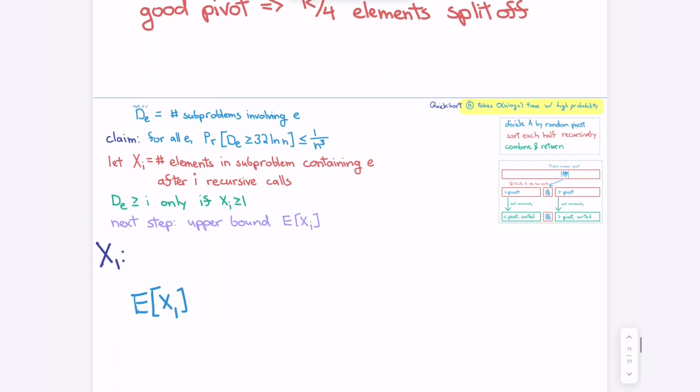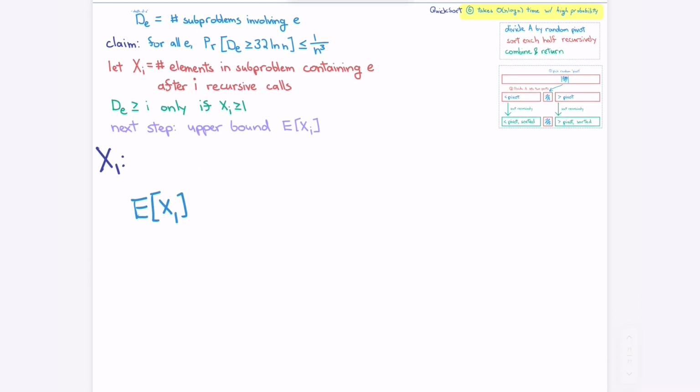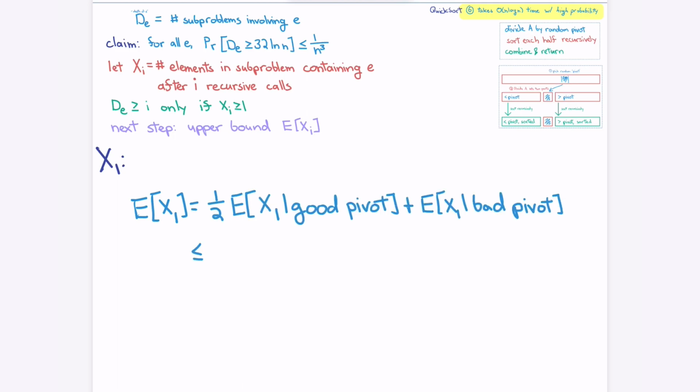Good. All right, we can work through this. What's the expected value of x_1? That's the number of elements remaining in the first subproblem. One way to reason about this conservatively is to say, with probability 1/2, I get a good pivot and it goes down to 3/4 n. With probability 1/2, I get a bad pivot, and I'll just assume I don't make any progress and I'm still stuck with n. Of course, it's probably less, but I'm just being conservative. So it comes out to something strictly less than n, 7/8 n.